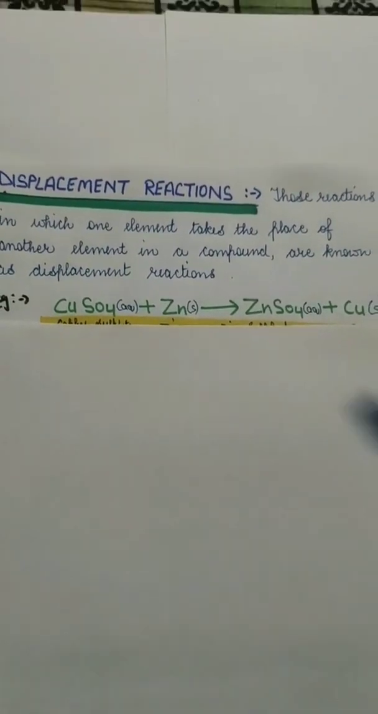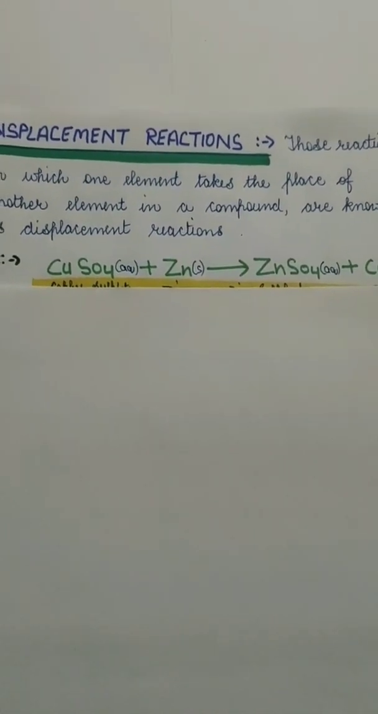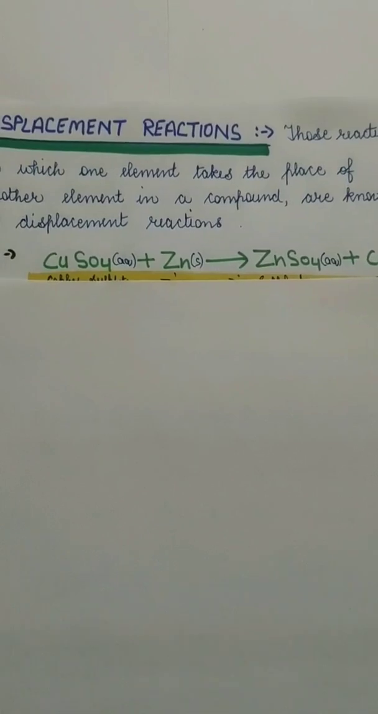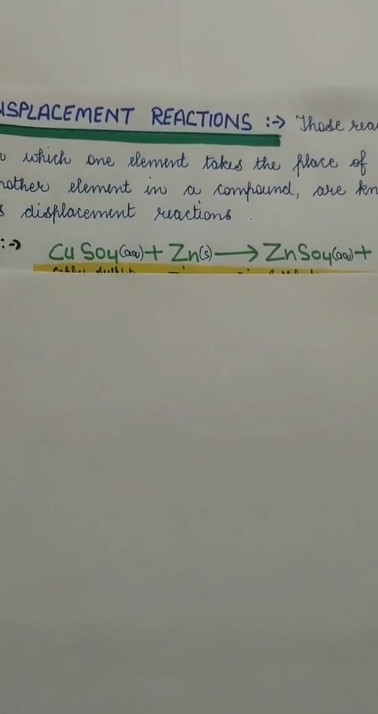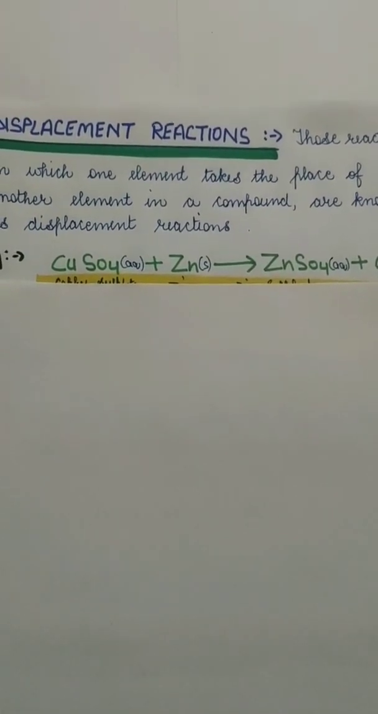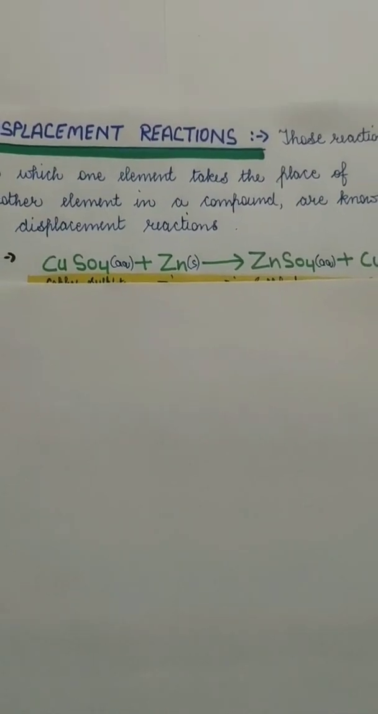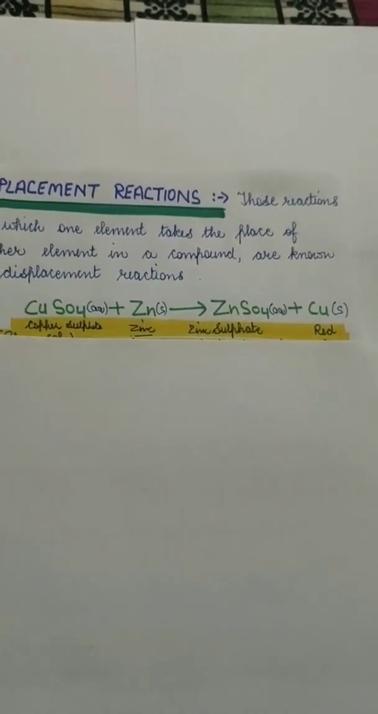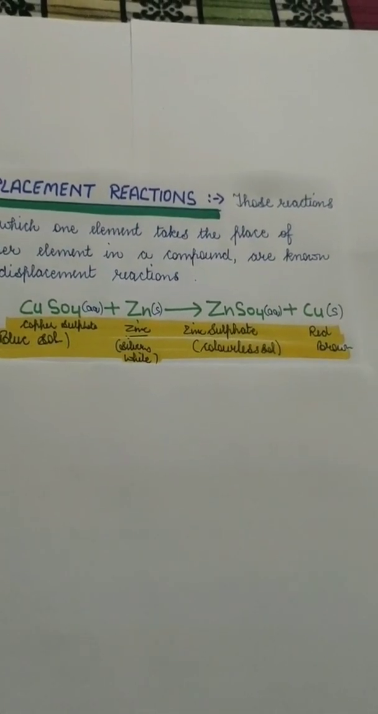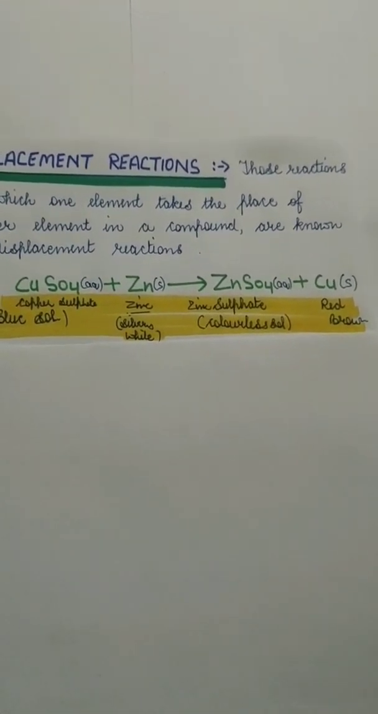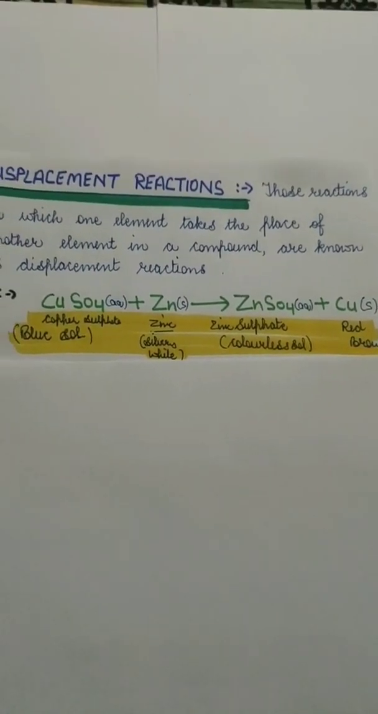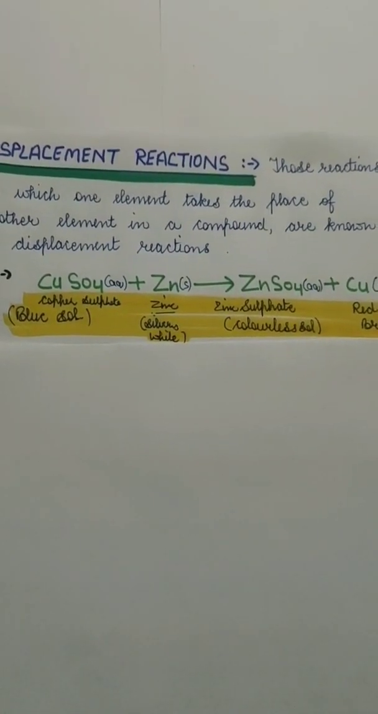We'll take a test tube. Into it we'll add water. Into it we'll add some copper sulfate. We'll make a solution. After that we'll add some zinc granules to it. We'll see that the blue color of copper sulfate changes into colorless, and we'll see a deposition of a brown substance at the bottom of the test tube.